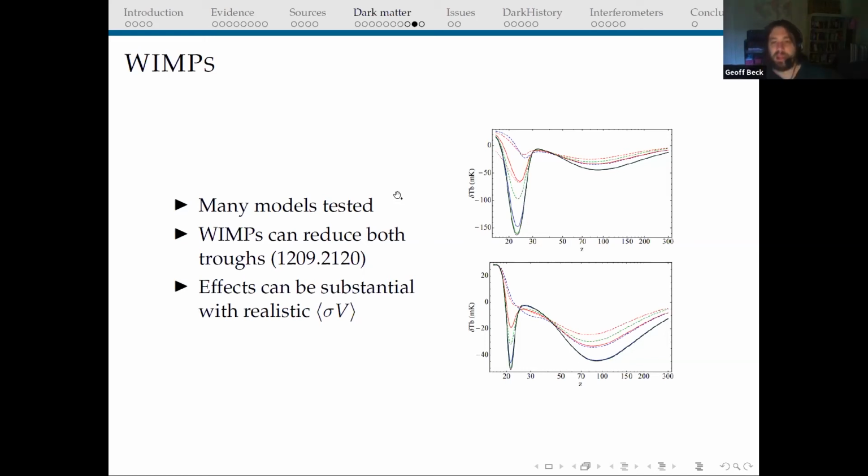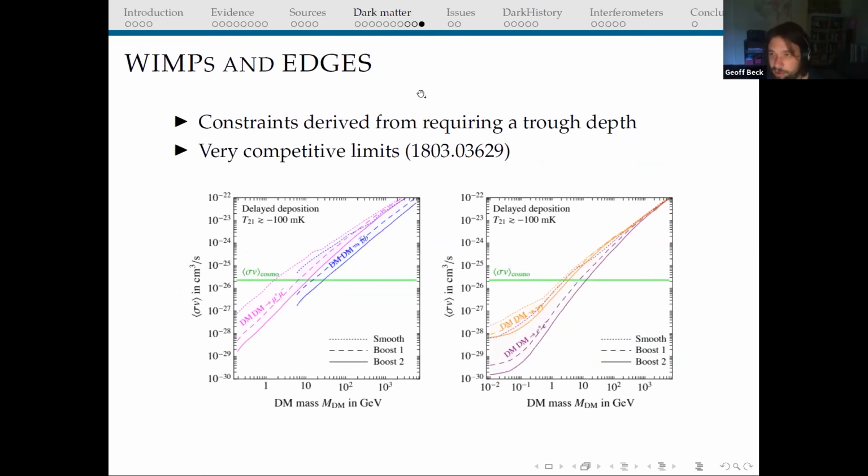Okay, let's note that though I don't list all the models here because there are quite a lot of them, these are quite reasonable models. And by reasonable, I mean they're again using that thermal relic cross section, that value of the annihilation rate necessary to reproduce the present dark matter abundance. So they're not having to assume very rapid or very exotic annihilation rates. And they can produce quite substantial effects here. I mean, we're seeing even up to sort of a factor of two reduction in the depth of this z is 20 trough. So we can have quite substantial effects.